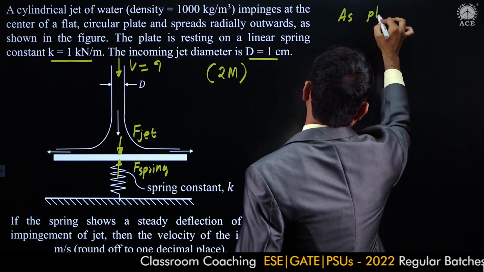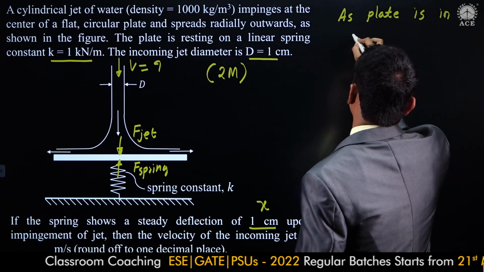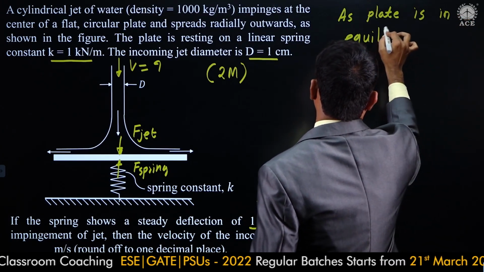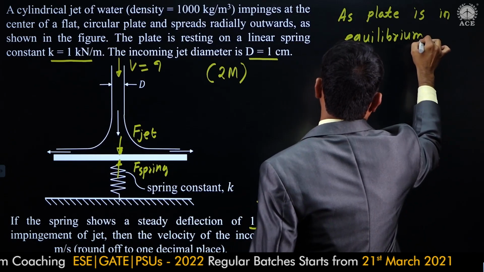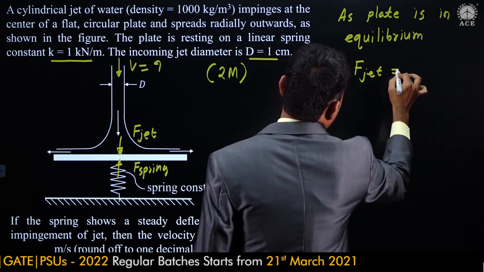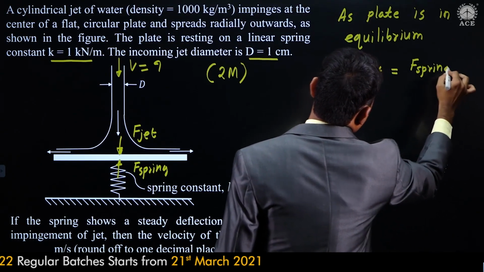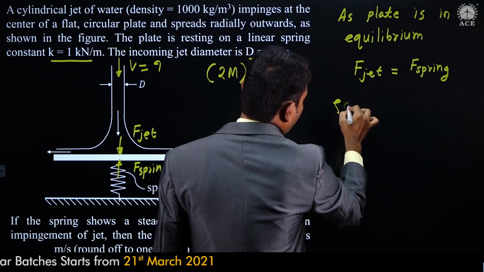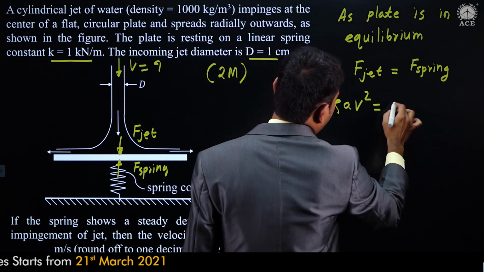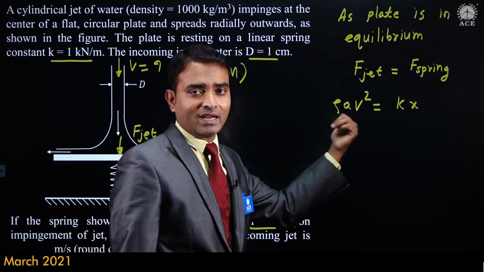As the plate is in equilibrium, F jet must be equal to F spring, right? So jet force is rho A V squared, spring force is K into X. Everything is given except V, so we can directly find out V.